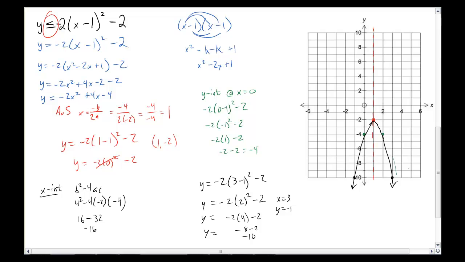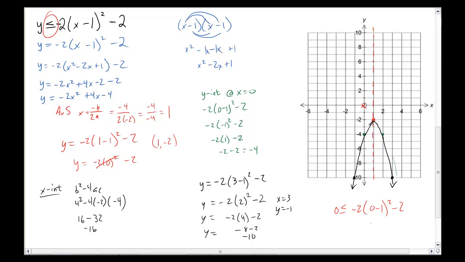All right, and then I need to find out which side to shade, because knowing that it's an inequality, I'm going to have a whole range of answers, a whole bunch of possibilities. So I put in a number. Again, my favorite is 0, 0, just because it's the easiest. So I go 0 is less than or equal to, so here's the point that I'm testing right here, 0, 0. Negative 2 times 0 minus 1 squared minus 2.